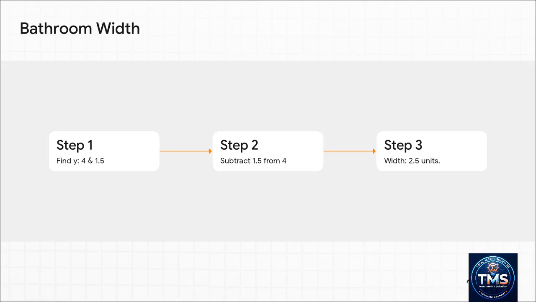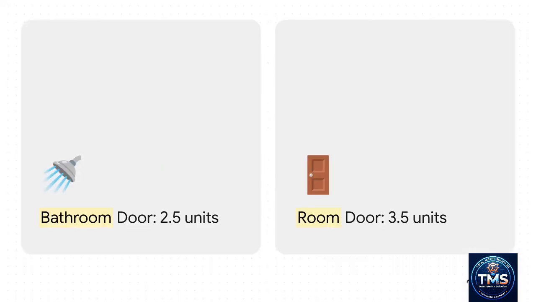The math here is exactly the same as before, just on a different axis. First, we spot our y values, 4 and 1.5. Second, to find the physical distance between them, we just subtract the smaller number from the larger one, 4 minus 1.5. And that gives us our third step. The bathroom door's width is exactly 2.5 units. On one hand, we have the bathroom door, which we just calculated at 2.5 units wide. On the other, we have the main room door, which is 3.5 units wide. Comparing these two, 2.5 is less than 3.5. So the bathroom door is definitely narrower than the main room door.